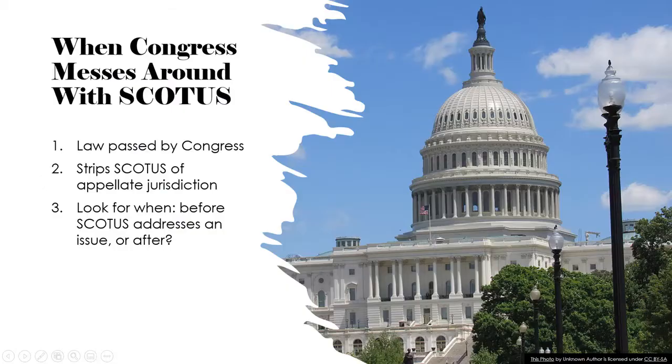So first, it has to be Congress. Second, but I don't think this is too hard to spot, it has to be a jurisdiction stripping law. And the third component of the fact pattern is going to give you something about the timing, right? Again, was this to stop the court from making a decision, or was this in response to a decision that's already been made? That's how you test Supreme Court appellate jurisdiction stripping.